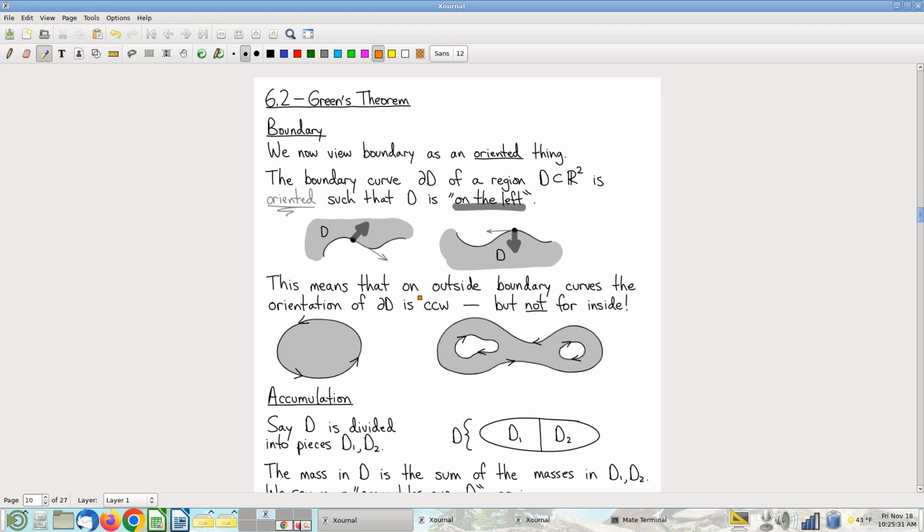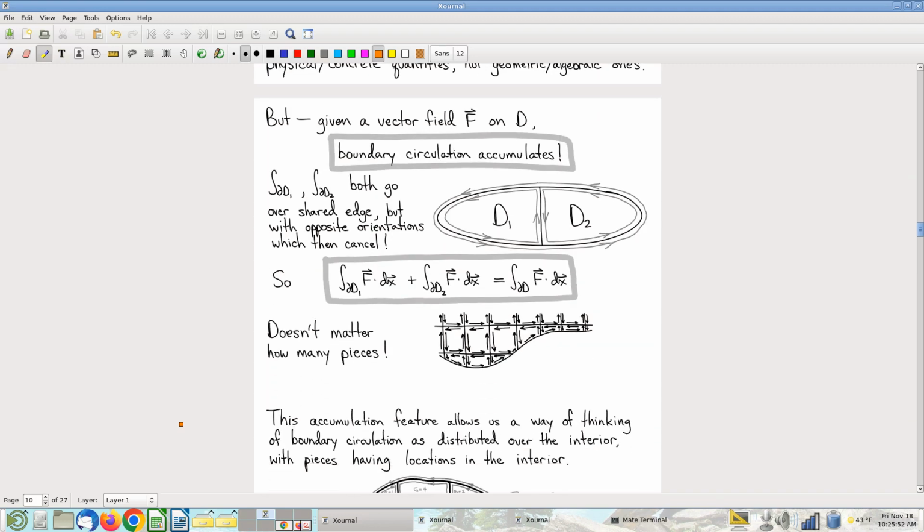And so I want to point out the structure, the way I've got my notes written here for Green's theorem. Notice we start off talking about what's a boundary. We have to think about orientations regarding boundary. Then we had to talk about this feature of accumulation that I claim is so central to why it works. And then we talked about a related note.